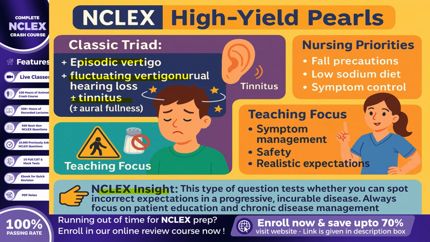NCLEX Insight. This type of question evaluates whether the test taker can distinguish between correct knowledge and an incorrect expectation regarding recovery in a progressive, incurable disease. It highlights the importance of patient teaching, chronic disease progression, and critical elimination of distractors.